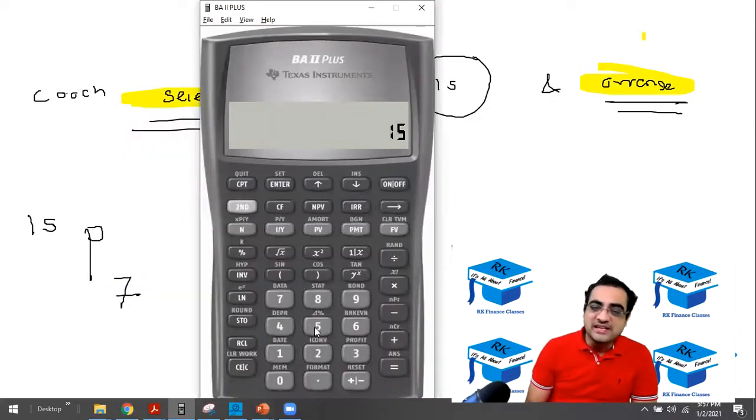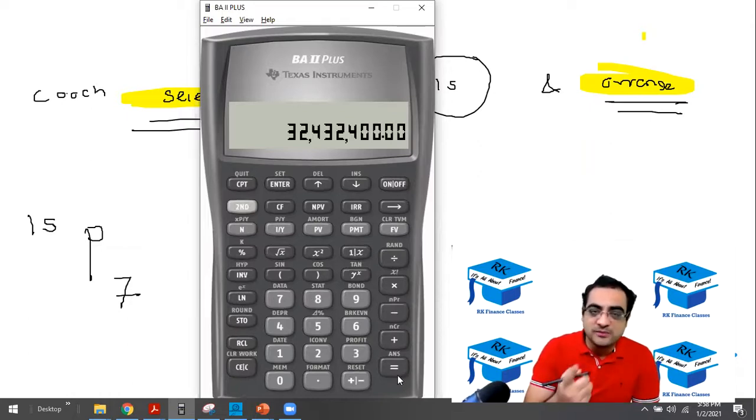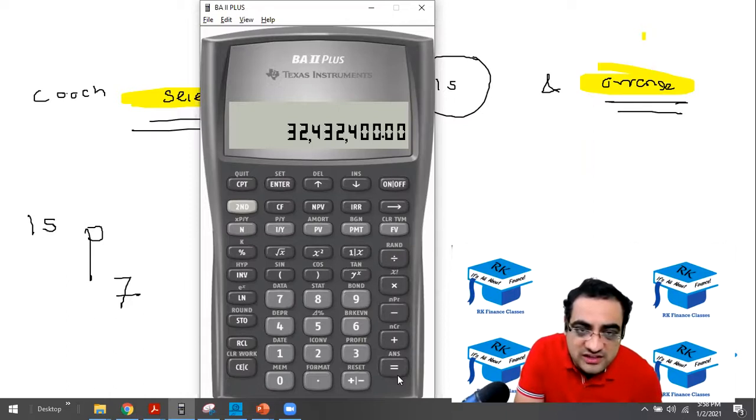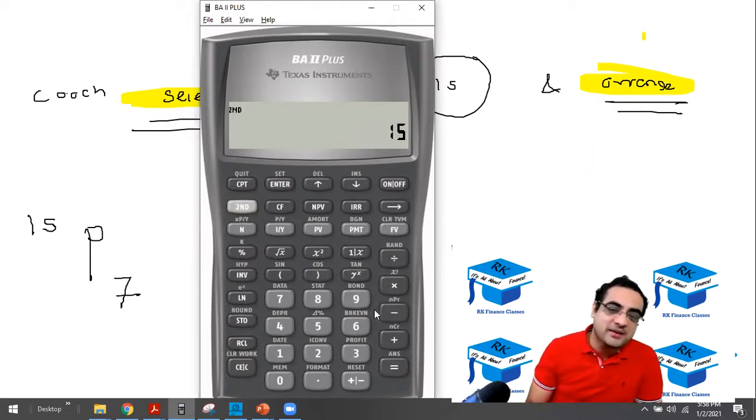15. For P, P is there on the top of minus. So press second and minus. So that's P. And then press 7 equal to. So it could be done in so many ways. 32 lakh, whatever those ways which are seen on the calculator. So 15 second minus, that's P, 7 equal to.